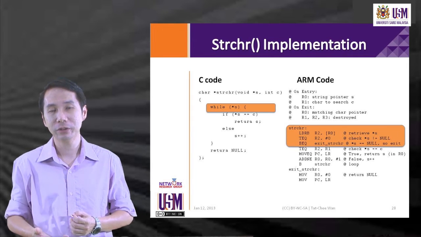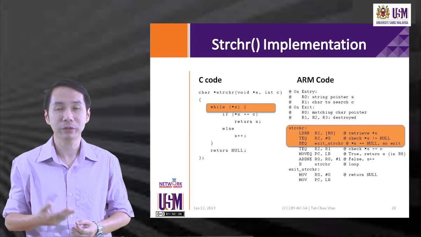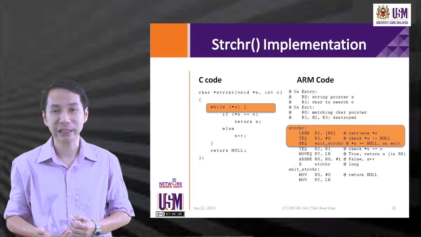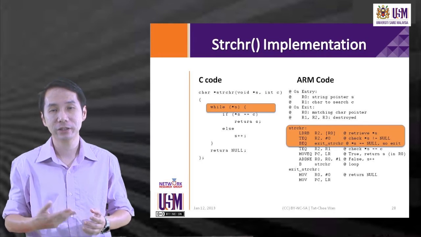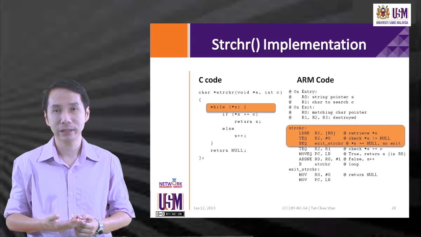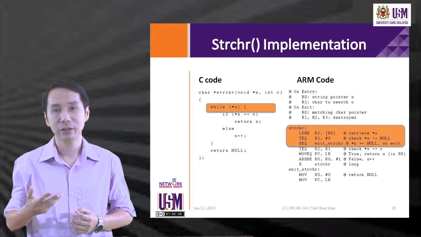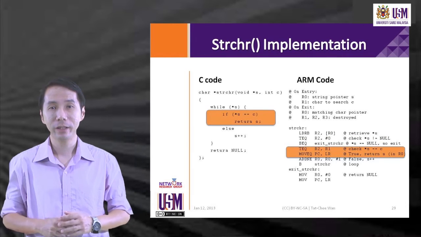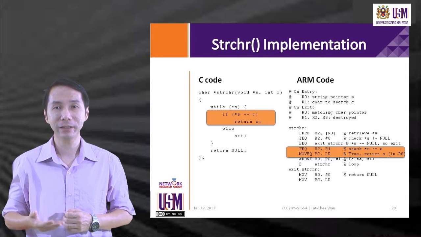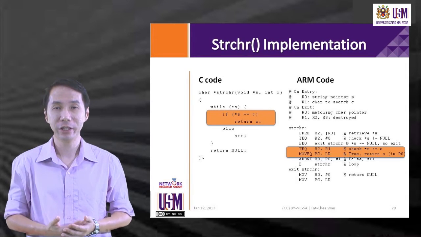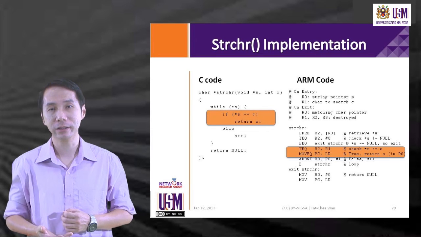Now, the equivalent version in the ARM assembly language is that we will load the value from memory given the array pointer and then check it against the value 0. And if it is 0, we will exit the routine. If it is non-zero, we will process the character. If the character that we retrieve from memory matches the target value, then we have found a match. In such a case, we will return the address pointer to that character.